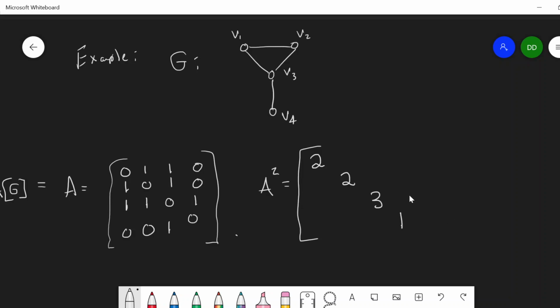And 1. But that's just along the diagonal. For the other ones, I have to think about it a little bit. So, how do I get a V1, V2 walk of length 2? Well, 1, 2, there's 1, and it looks like that's the only option I have. So that's just 1. And again, this is symmetric, right? If there's 1 V1, V2 walk, then there's only 1 V2, V1 walk.